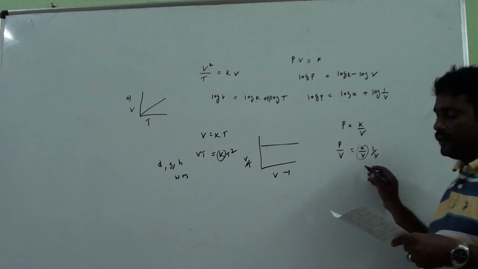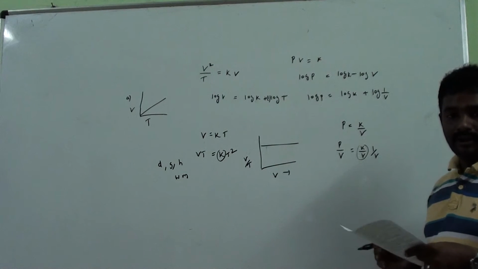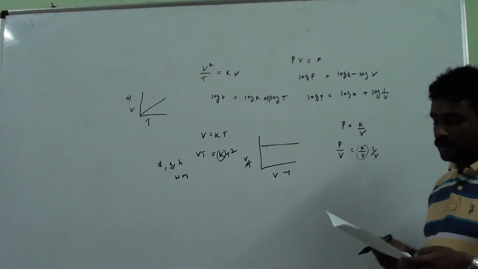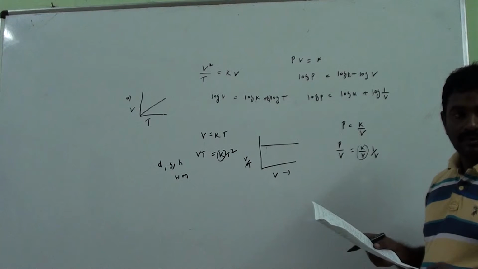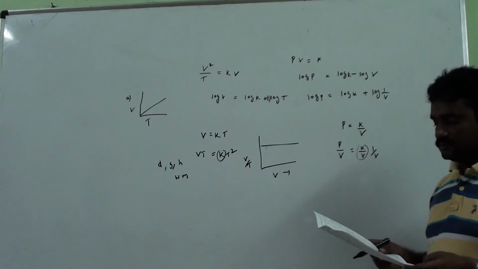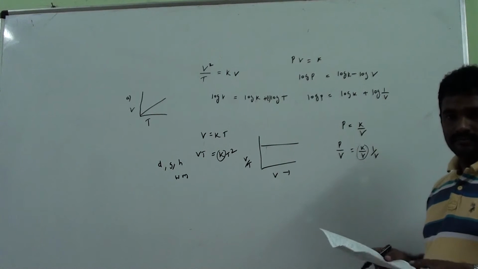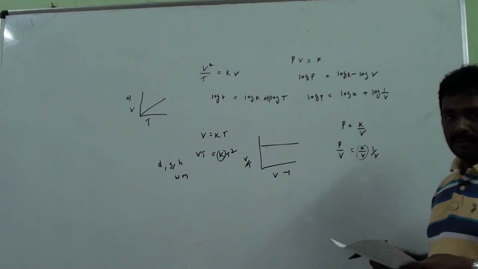P by V higher, slope also higher. K by V is the slope. So the slope is higher. Are you getting it? Slope is P. The graph's slope depends on P.